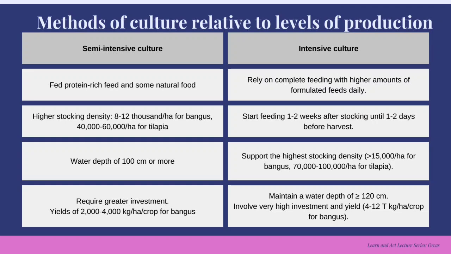In water depth, semi-intensive culture maintains water at 100 centimeters or more, providing adequate space for fish, while intensive culture requires more than 120 centimeters depth, ensuring optimal water quality and oxygenation for high-density stocking. In yield, semi-intensive culture requires moderate investment and yields 2,000 to 4,000 kg per hectare for bangus. Intensive culture involves very high investment, but the yield is significantly greater, reaching 4,000 to 12,000 kg per hectare per crop for bangus.